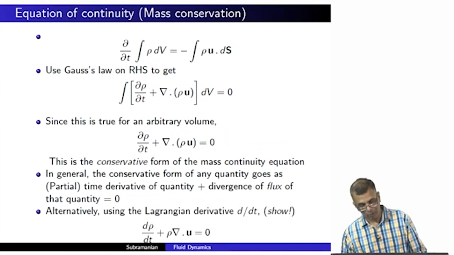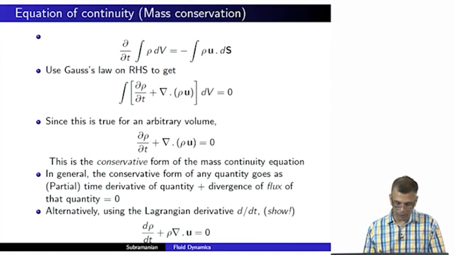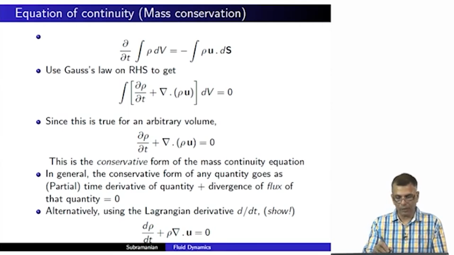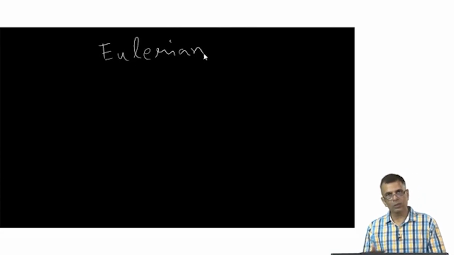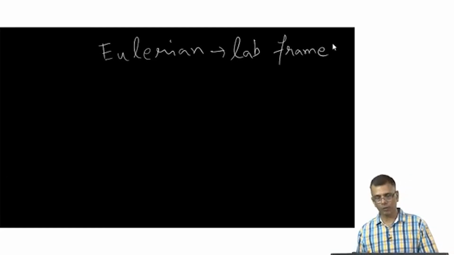Okay. So before that, recall in our study of kinematics, we had two kinds of derivatives. We had the Eulerian description, which is the description of the fluid flow as seen by a lab frame observer, an observer who is standing outside of the fluid flow.